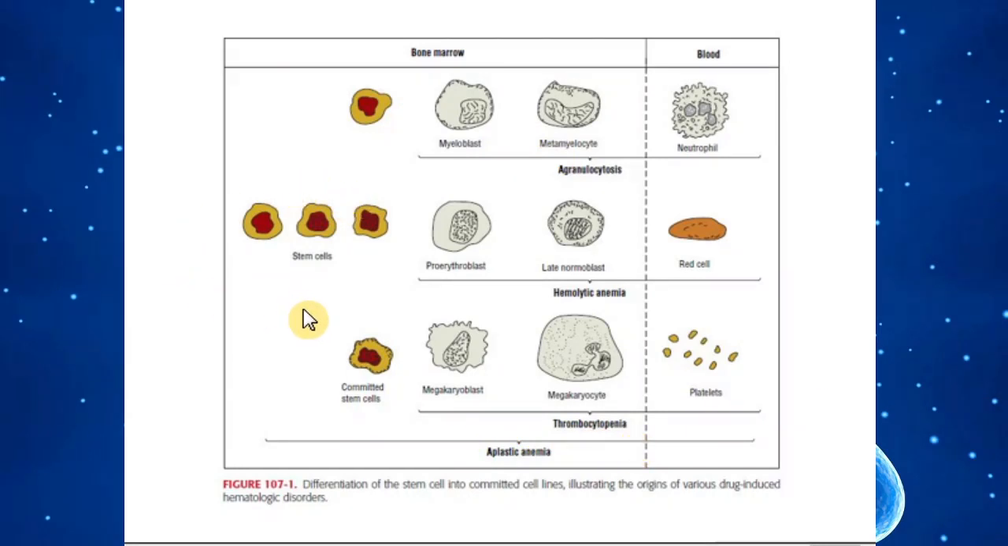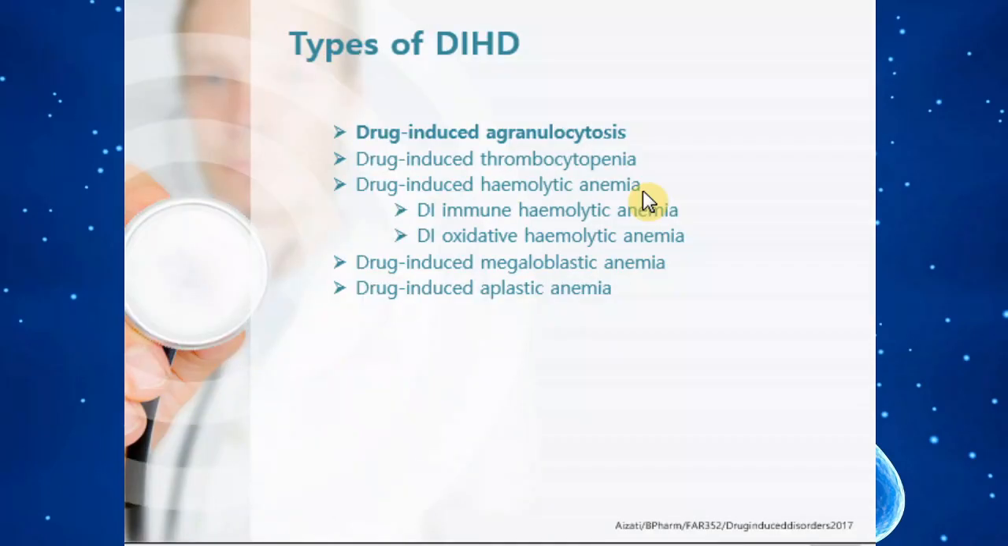So the origin is from stem cell, in which each of these cells differentiates into a specific morphology and characteristics to become three types of blood cells, which are neutrophil or the WBC, red blood cells, and platelets. WBC is important to fight infection, red blood cells carry oxygen, while platelets are important for blood clotting. Because we have three types of blood cells, we have several types of hematological disorders.